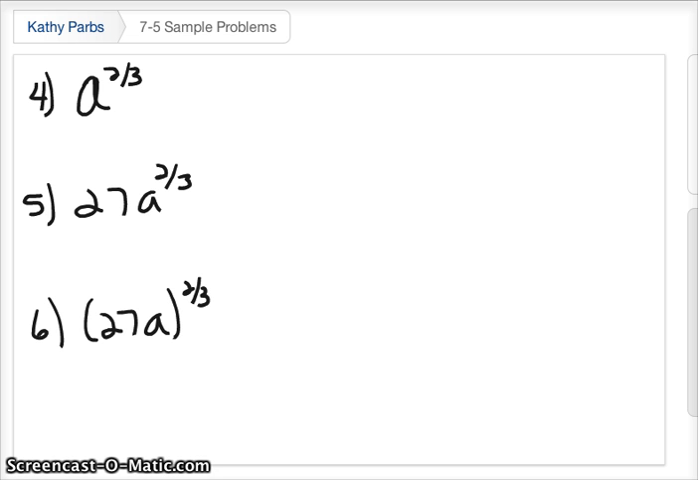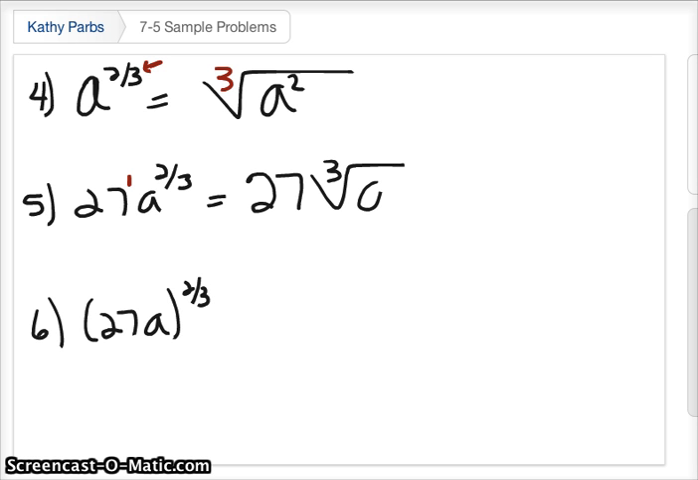In these examples, we want to rewrite the rational exponent as a radical. Remember that the denominator is the index, so the 3 will go here, and then the a squared goes under the radical sign. Don't forget this 27 has an exponent of 1. So it's going to stay outside of the radical sign, and only the a to the 2/3 will be under the radical.